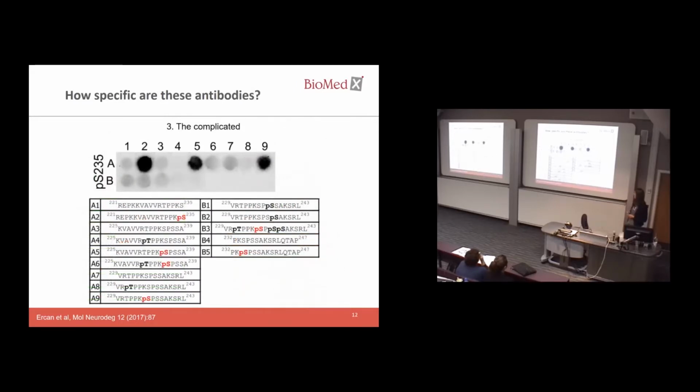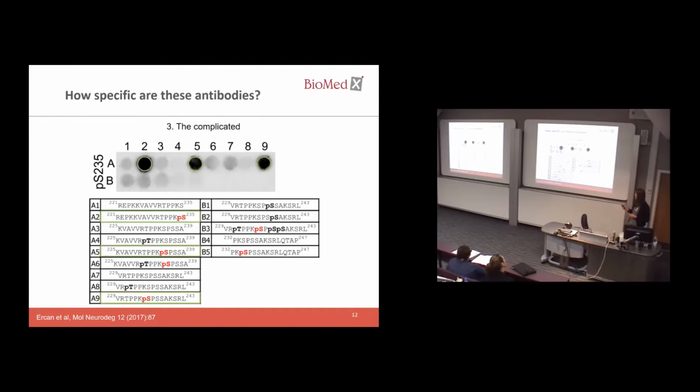And then there are also complicated cases. So as I mentioned, tau is very heavily modified. So it could happen that you have 2 amino acids that are modified that are sitting right next to each other. How would antibodies deal with that? Are they hindered by the additional phospho group? And some of them are.